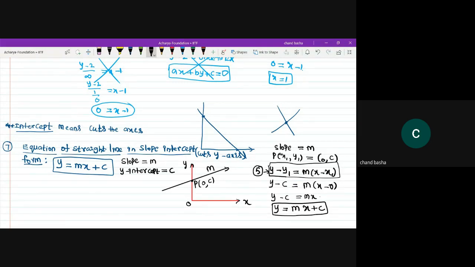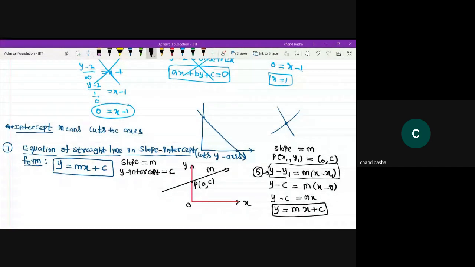And what is the slope of this line? It is m. So y is equal to mx plus c is the equation of the straight line in slope intercept form. Slope is m, and intercept means the y intercept, that is c. Clear? I even proved it using the slope m and the point 0 comma c. Right? Now you can ask your doubts.